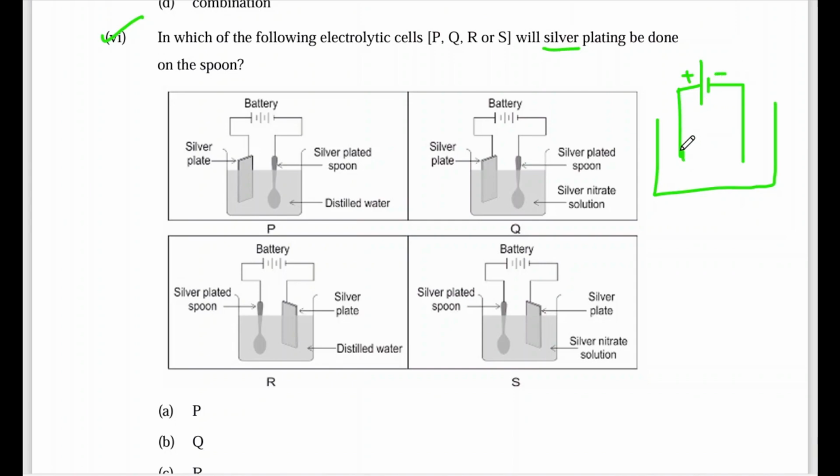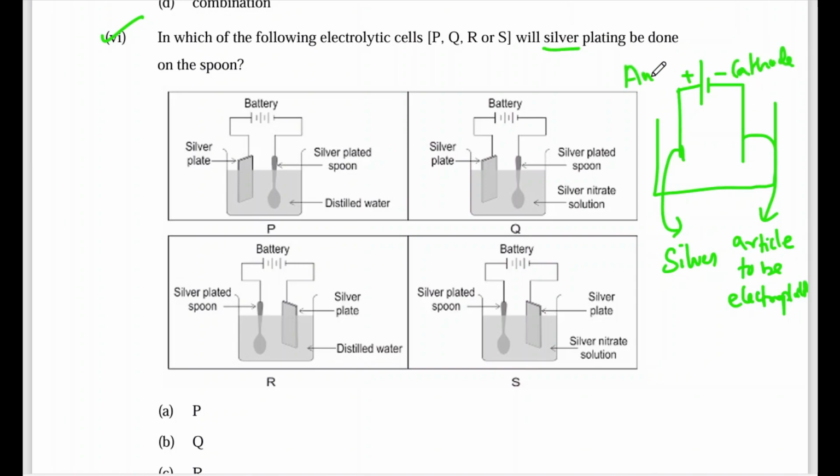Connected to negative terminal. So anode always should be the pure metal which you want to electroplate on the other substance. So cathode should be which one? The article to be electroplated. This is cathode. This is anode, positive. Remember, add anode, positive. Add means positive, right? So you can just see here, silver plate is anode.